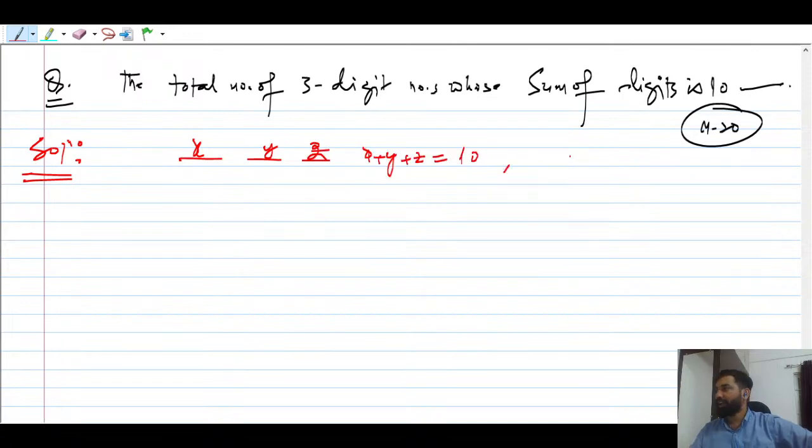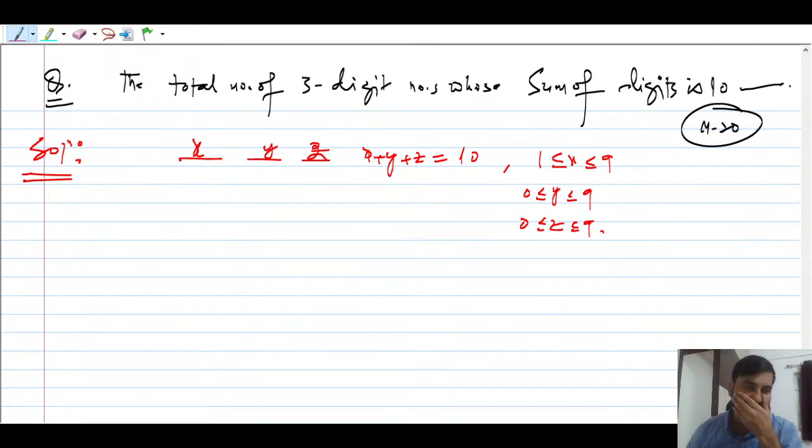So your x should lie between 1 to 9, right? Your y can lie between 0 to 9, and your z should lie between 0 to 9. But x should not be 0. That is very important to keep in mind. Why? Because if you take 0, that will become only a 2-digit number, but you have to get 3 digits. So this is the condition that you have to always keep in mind.